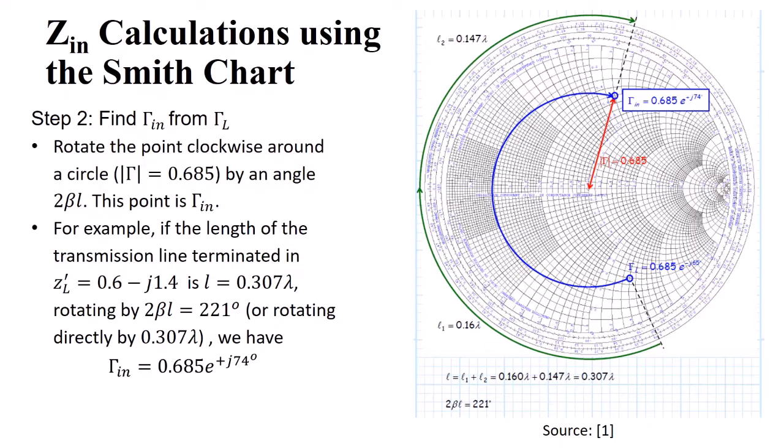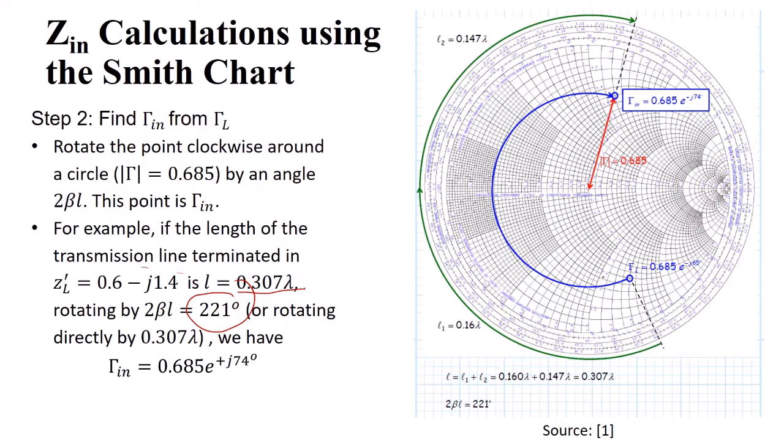So next, you rotate the point clockwise around the circle by an angle 2 beta L. If you know the length, you multiply it with 2 beta L and find how much angle you have to rotate. Here, in this case, L is 0.307 lambda, so it comes out to be 221 degrees. So we have two options: either you can go through the angle or you can go through the lambda. Because you have to move from load to generator, you have to go clockwise on this constant circle. This is what you have obtained. This is a constant circle, and you move clockwise by 221 degrees and you will reach here.